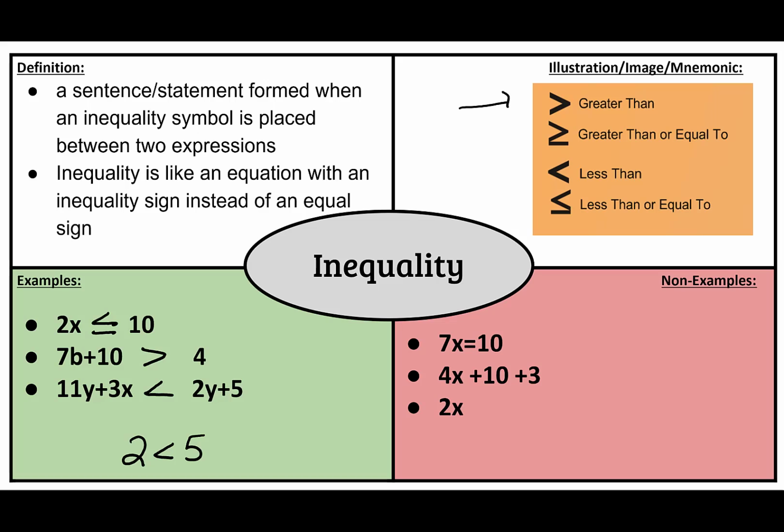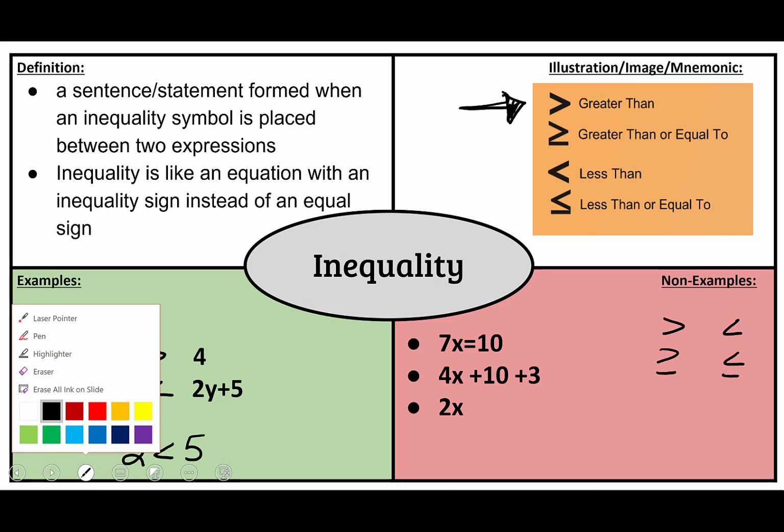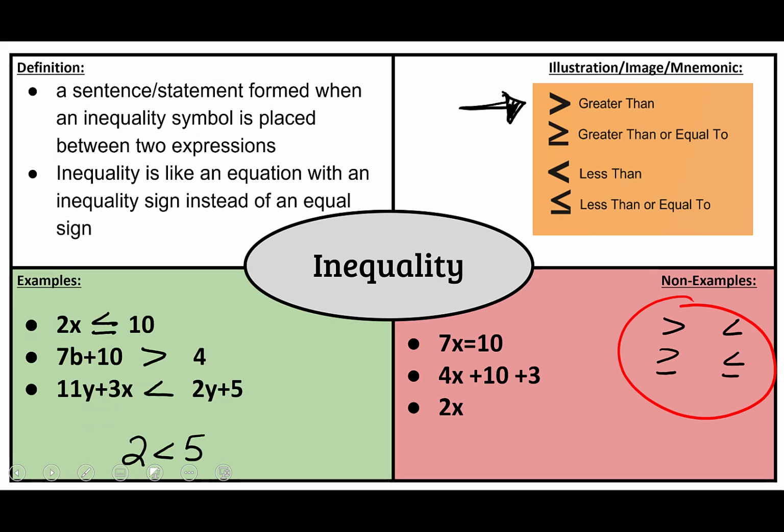As far as non-examples go, it's anything that does not have one of these inequality signs. So if you do not see greater than, or equal to, less than or equal to, if you do not see those, then we don't have an inequality on our hands. So what you might see are equal signs like 7x equals 10. The equal sign right there.